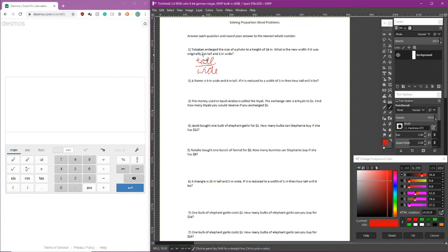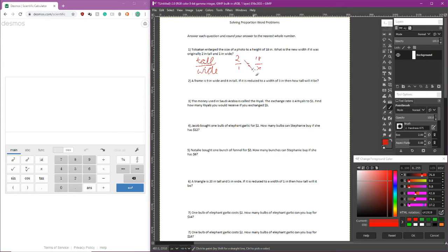So you see that it was originally 2 inches tall and 1 inch wide. That means that the 2 is going to go on the top, the 1 is going to go on the bottom, and then it's going to equal another fraction where tall is on the top and wide is on the bottom. So Totsakan enlarged the photo to a height, that probably means that they're talking about tall, of 18 inches. So you're going to be putting this 18 on the top, and the new width is the unknown, so that's the x.